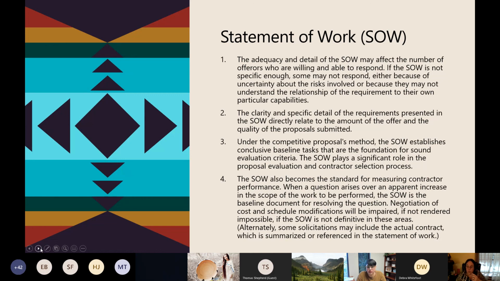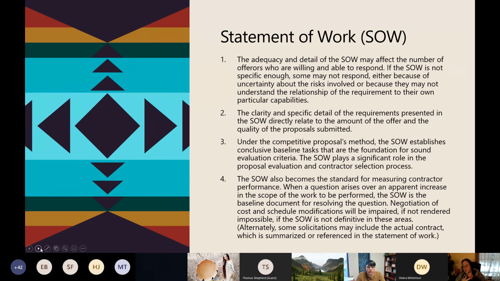And when a question arises over an apparent increase in the scope of work, the SOW is a baseline document for resolving those questions. Negotiation of cost and schedule modifications could be impaired, if not rendered impossible, if that SOW is not definitive within those areas.